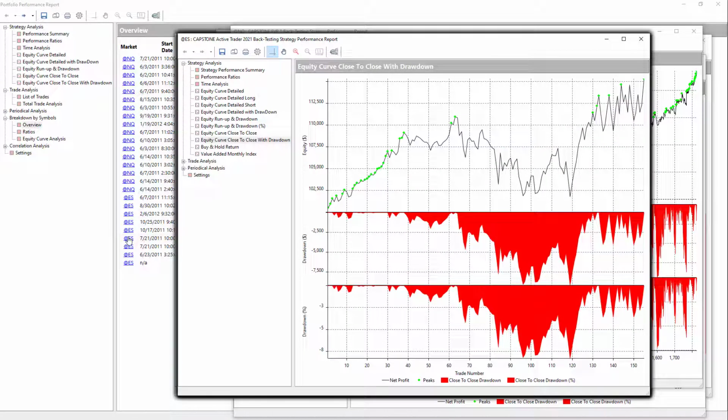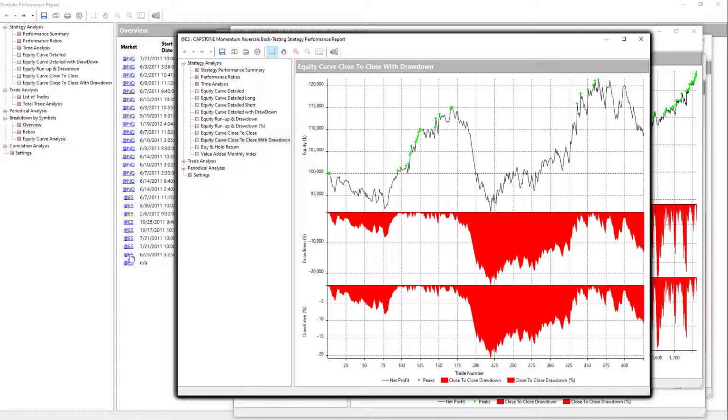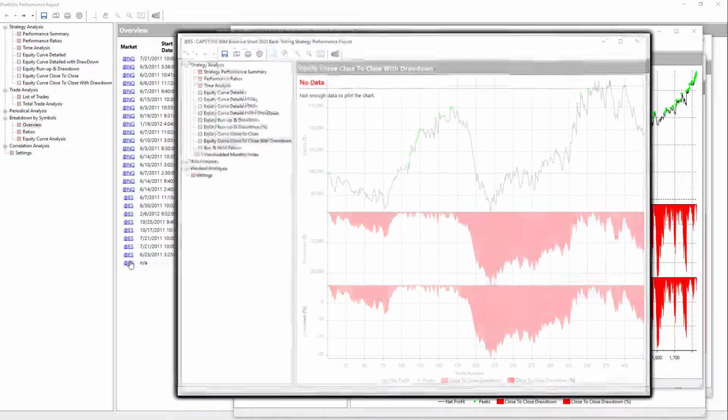And Active Trader 2021, this one hadn't traded in a while, so none of these trades you see here are very recent, but it's at equity peaks. This is Active Trader as well. Let's look at momentum reversal on the long side. Hasn't done as well recently. These have done well on the short side, but not on the long side.